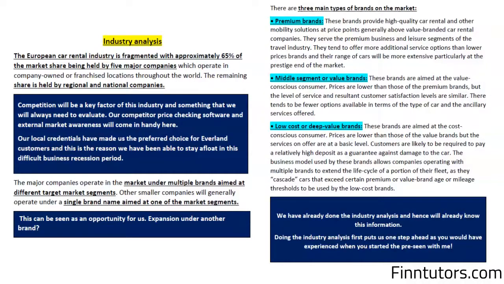The business model used by these brands allows companies to operate with multiple brands to extend the life cycle of a portion of their fleet, as they cascade cars that exceed certain premium or value brand age or mileage thresholds to be used by low cost brands. So simply, they're giving you a service that is bare minimum, and they'll probably give you cars that are a little bit older, with a lot of mileage on them, but they will give you cost effectiveness.